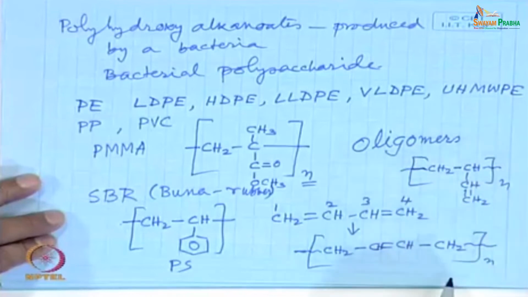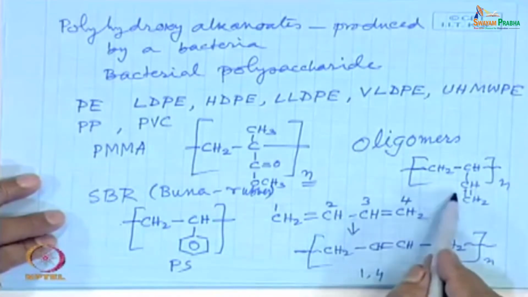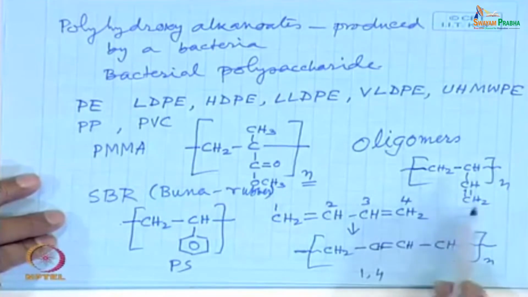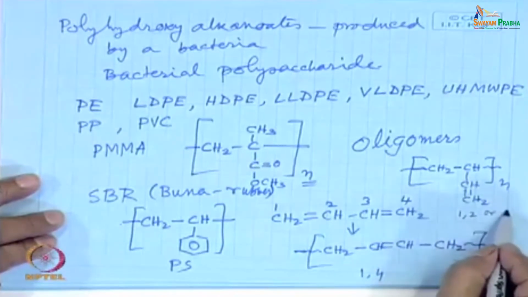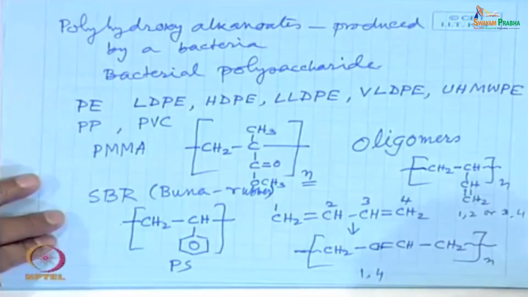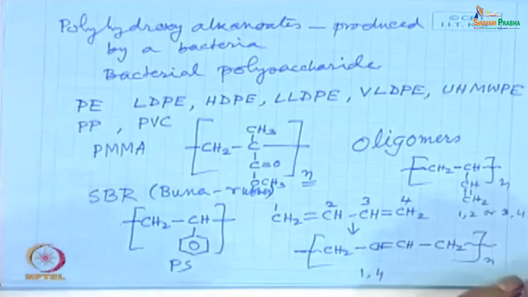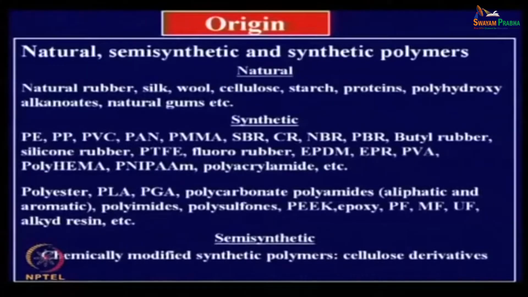This is also polybutadiene, 1,2 or 3,4; this is 1,4; this is 1,4; this is 1,2 or 3,4. Any of the same thing, it is symmetric, 1,2 or 3,4. Both you can say polybutadiene. So, and CR is chloroprene rubber.